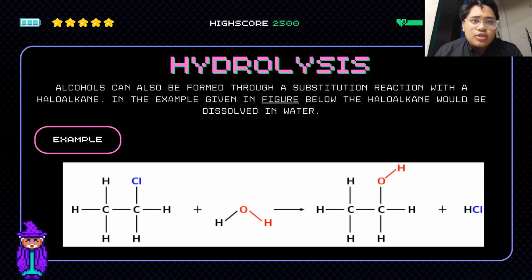For the second reaction, we have hydrolysis, which is the water breakdown. We are using water to break down the haloalkane to produce alcohol. For example, we have chloroethane. When we react it with water, we get ethanol plus hydrochloric acid. So the chlorine atom is replaced by the OH group from the water, and becomes hydrochloric acid, where the OH hydroxy group replaces the Cl and becomes the alcohol compound.